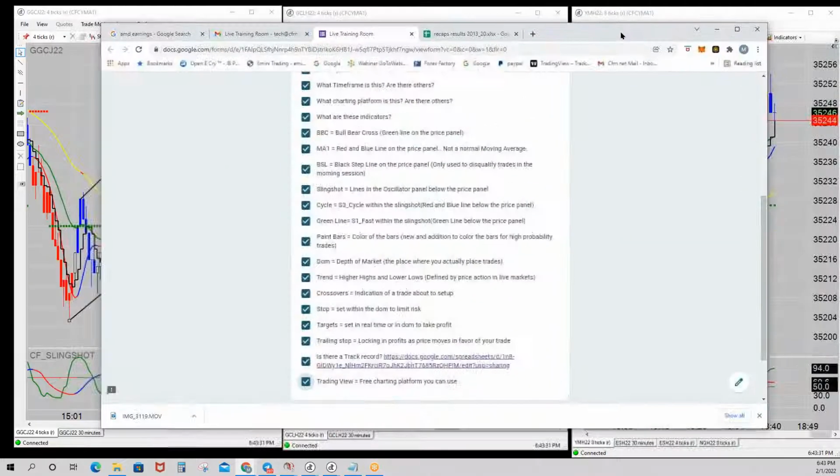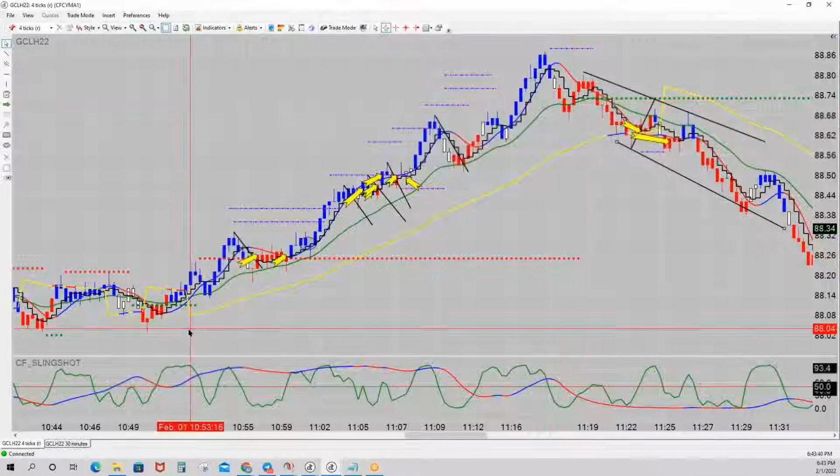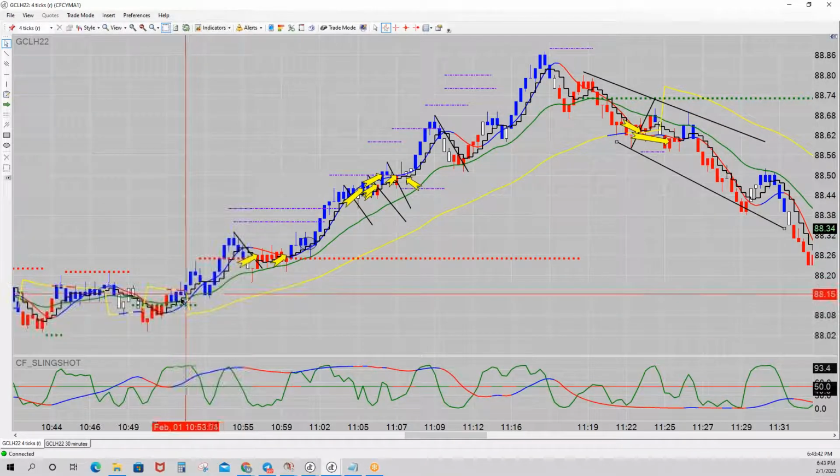All right. So there. Now, quickly, I just want to show you what the trade setups are. What you're going to be looking for, as I said, is step one, you're going to be looking for the MA1.